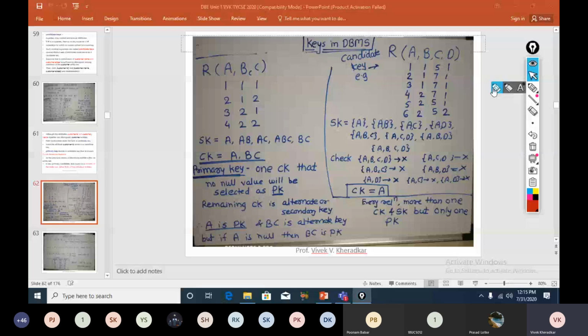If I go with B, B has repeated values, C is also repeated, and so is D. So B, C, D are not single-attribute super keys. So first, A is a super key. Then once A is a super key, any combination of attributes along with A is also a super key: AB, AC, AD, ABC, ACD, ABD, and ABCD. So there's no need to check these at all.